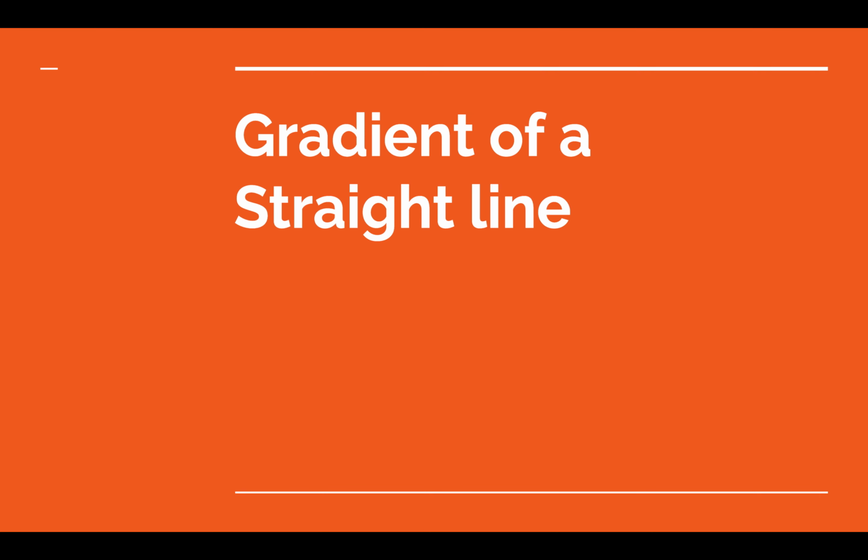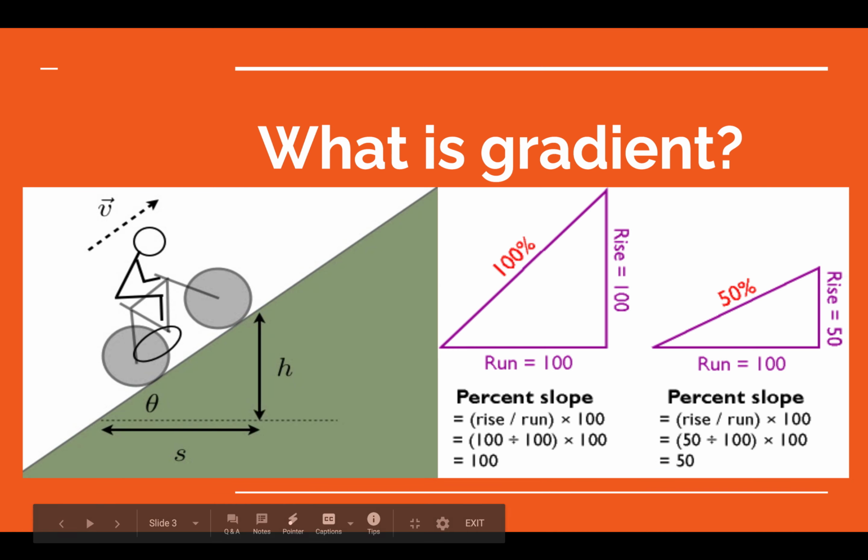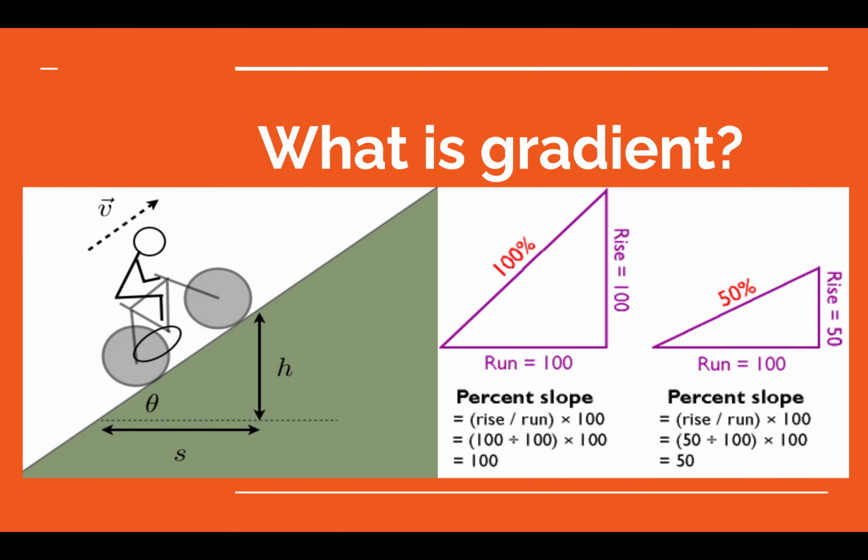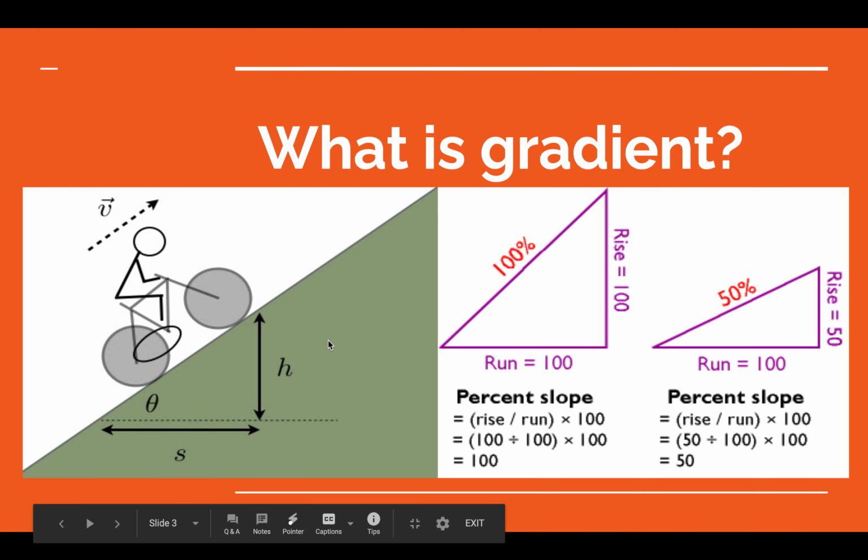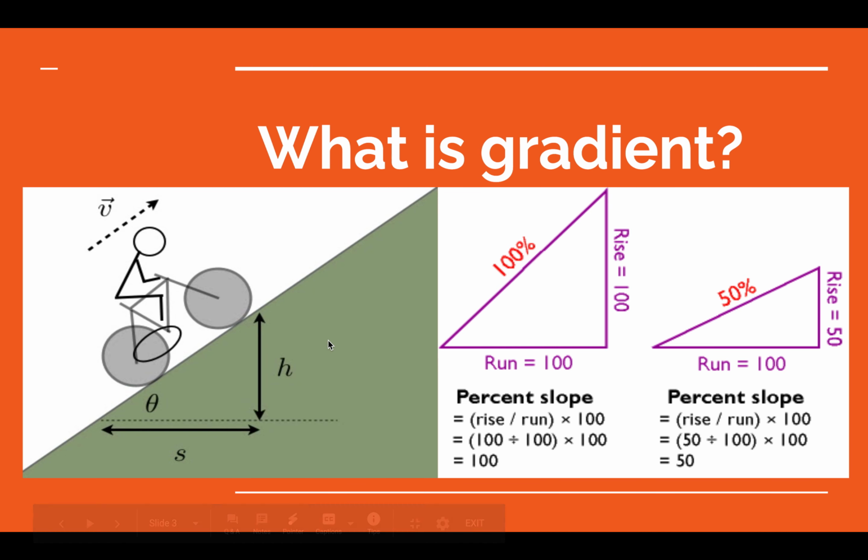In this video, we're going to be talking about the gradient of a straight line, also the equation of a straight line. When we're talking about gradient, we're talking about the steepness of something. In this illustration, you can see that we are familiar with gradients in terms of climbing up a hill, riding a bicycle up a hill, or even just climbing stairs.